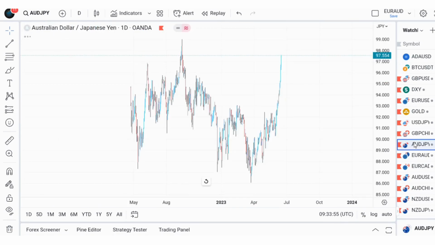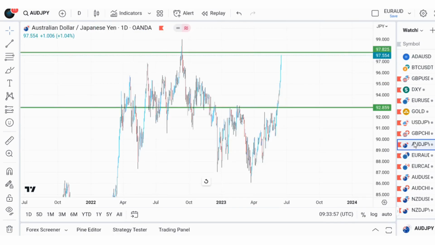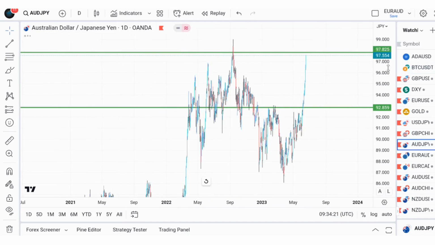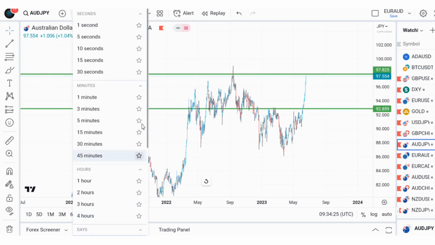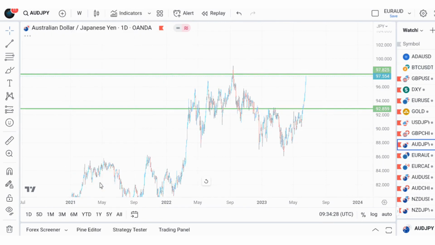So AUD, last week we talked about the AUD CPI and then the unemployment rate coming out of Australia, and then the pound strength, which dragged AUD pounds to the multi-month high last week, that is 97.554. Right now it's at our target right there. It has almost hit our target right there.